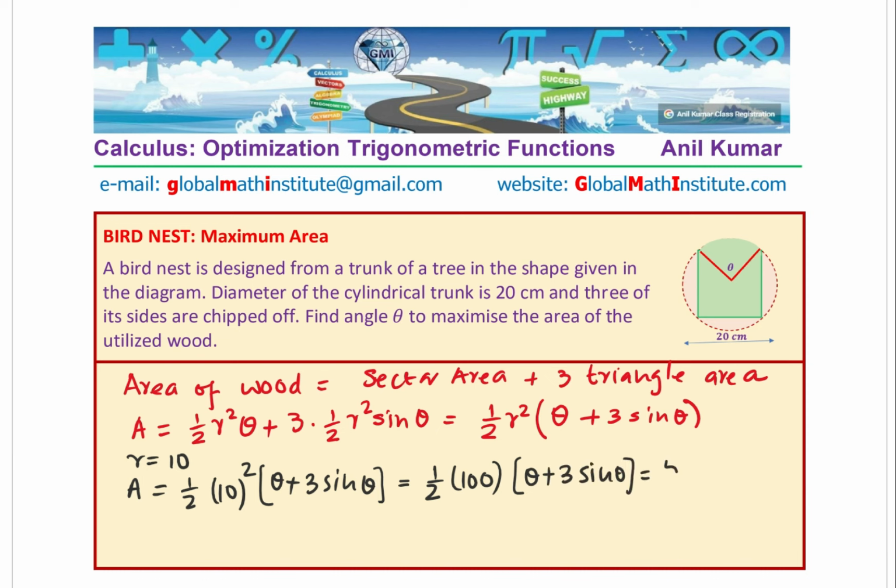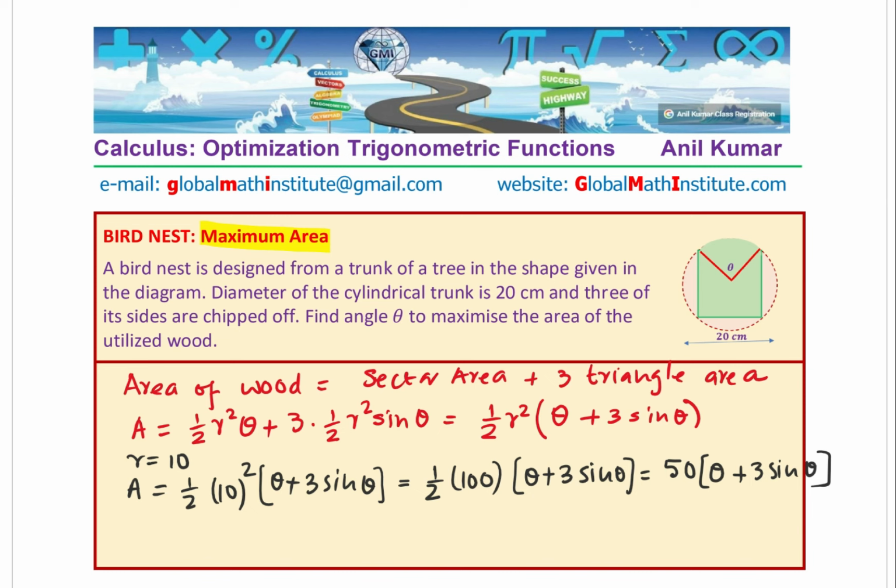Or we can simplify and write this as 50 times theta plus 3 sine theta, correct? So that becomes the expression for area. Now we need to maximize area, right? So to maximize, we'll find the derivative of this particular function and check for its maximum value, correct?